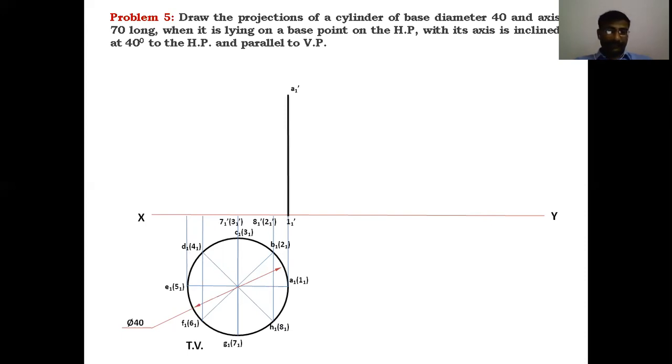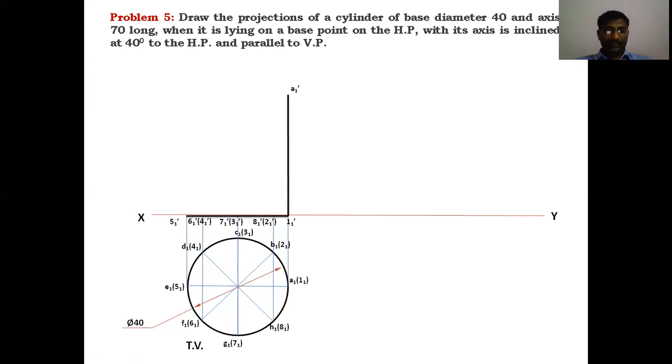And this point is 7 1 dash of 3 1 dash, because 7 1 is here, 3 1 is here. When looking from this side, 7 1 is visible, 3 1 is invisible. Next, coming to the 6 1 dash of 4 1 dash. Last one is 5 1 dash. These are the bottom base points which are numbered. Okay, this is the base, cylinder base.